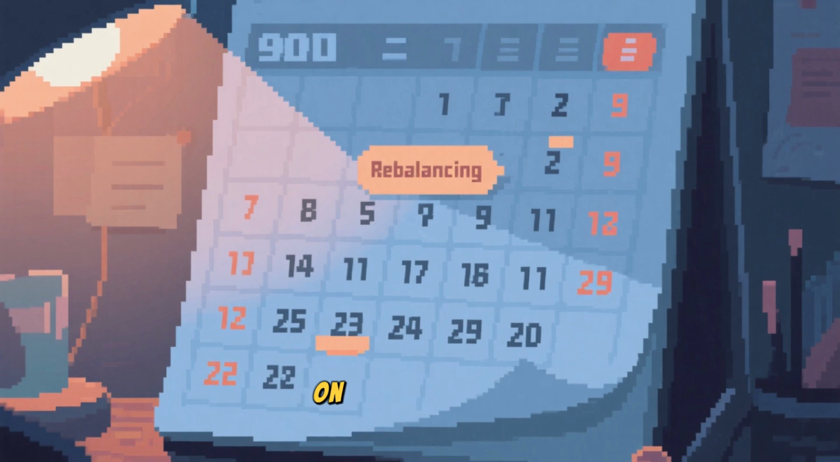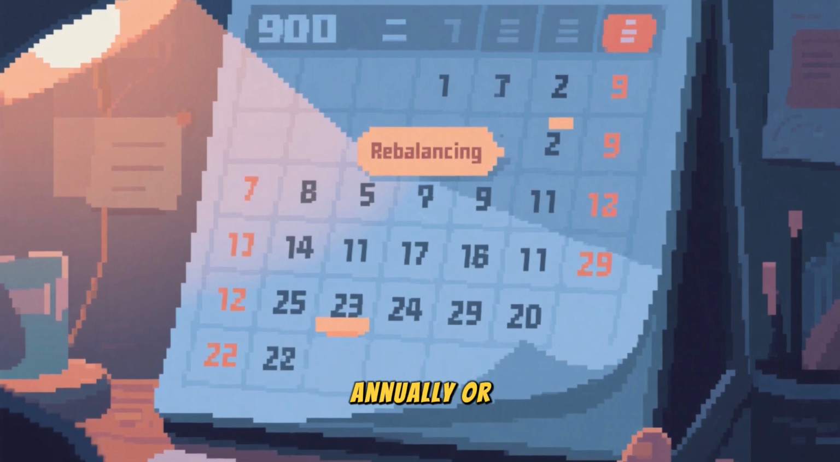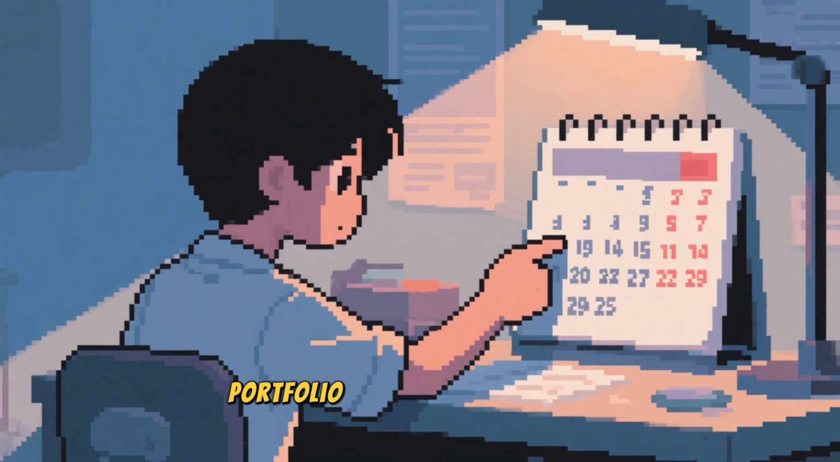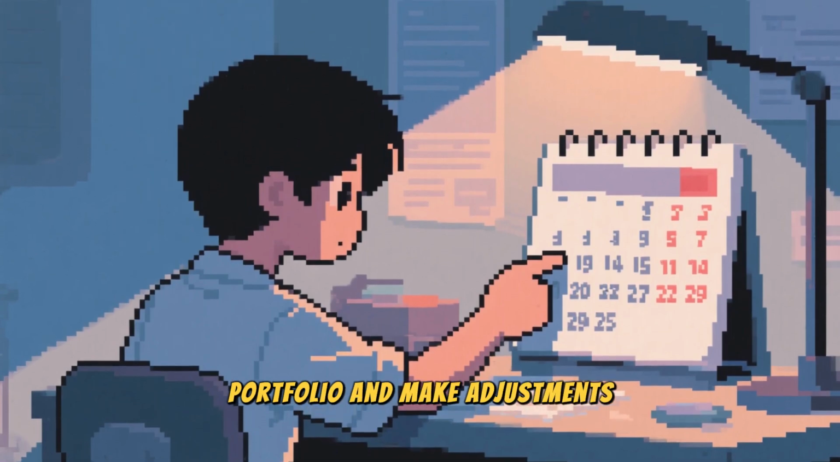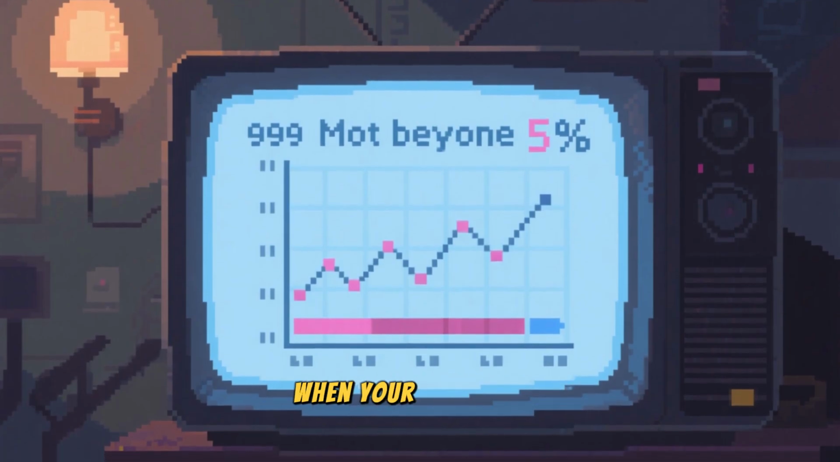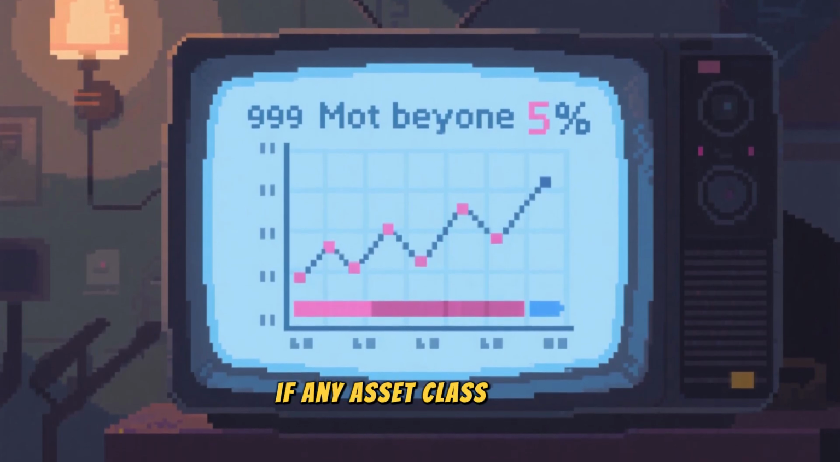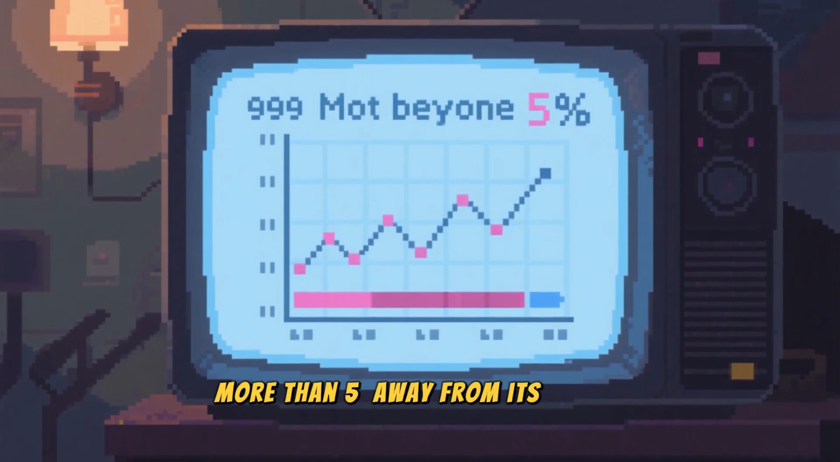You can rebalance on a schedule, say, annually or semi-annually. Just pick a specific date each year to check your portfolio and make adjustments. Another way is to rebalance when your allocation drifts by a set amount. For example, if any asset class moves more than 5% away from its target.